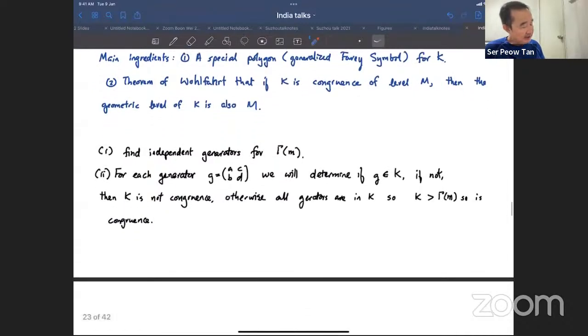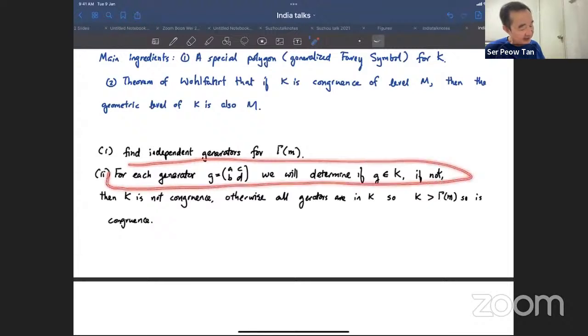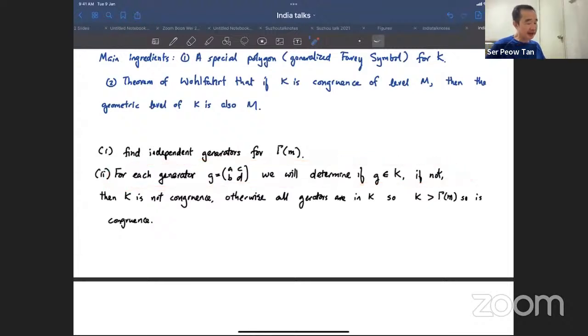Okay, so how do you determine whether a generator of gamma M is in K or not? This is actually not very hard. So geometrically, what's happening is this.